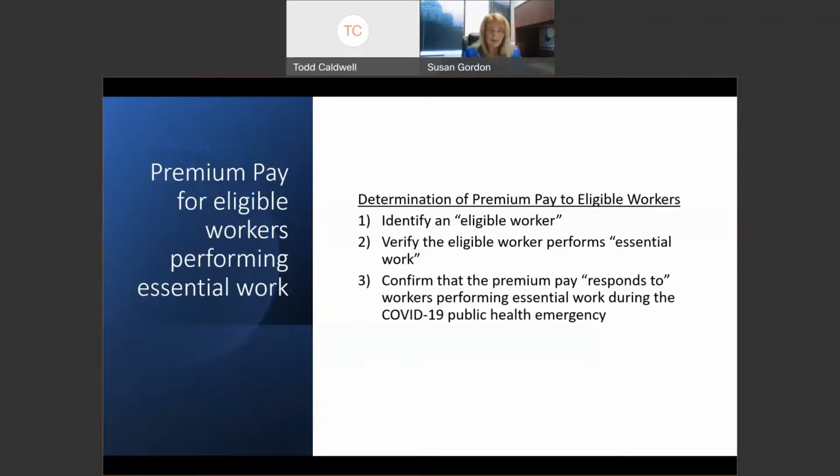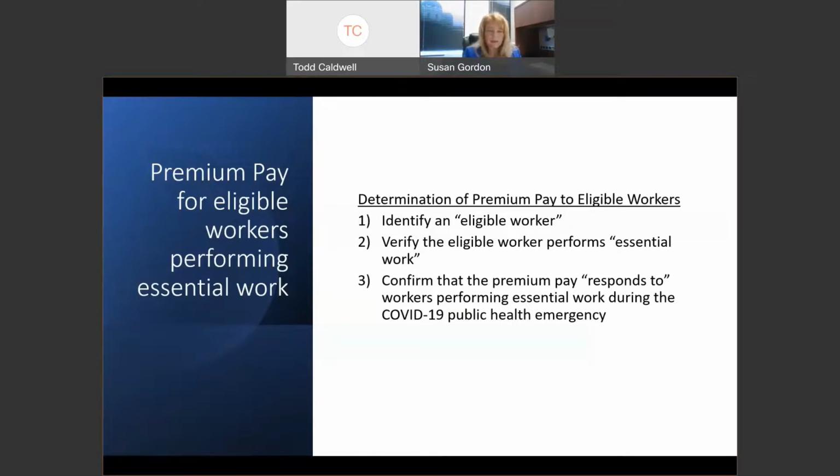So the final rule has clearly stated that essential work is not working from your residence or teleworking. It's actually regular in-person interaction or the handling of items by the public. So you need to also document that the premium pay that you are paying is not only for an eligible worker, but it's for that worker who's performing what would be considered essential work.